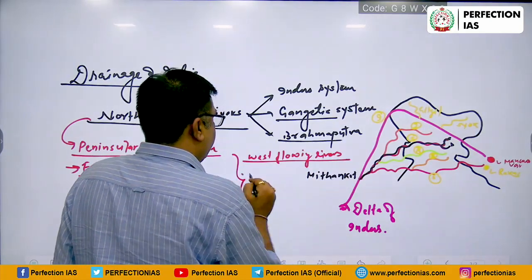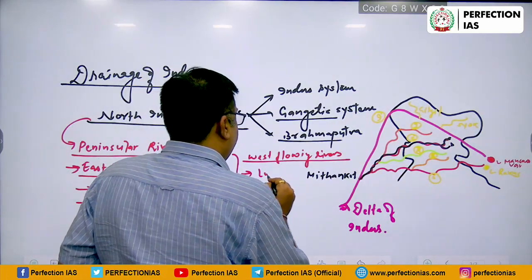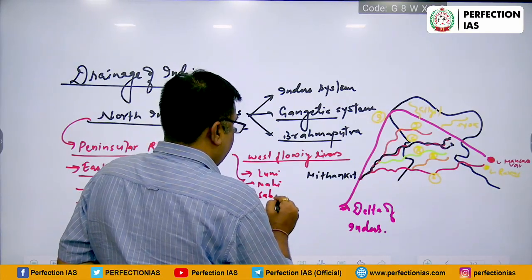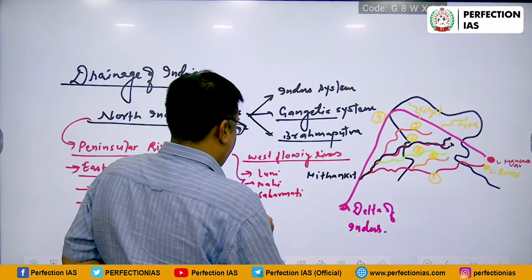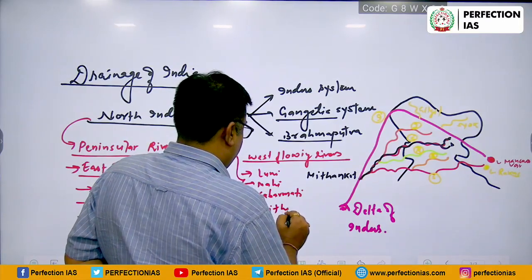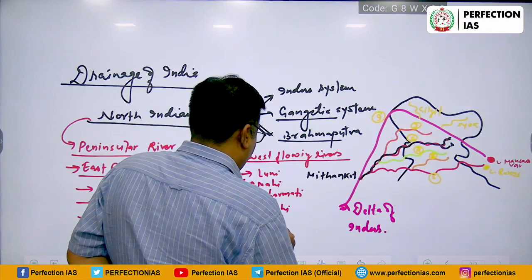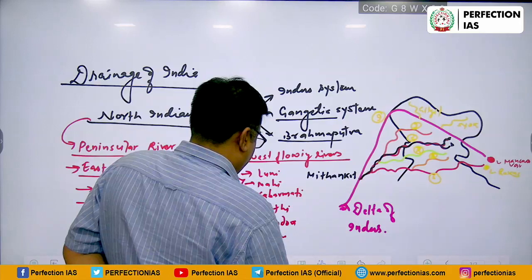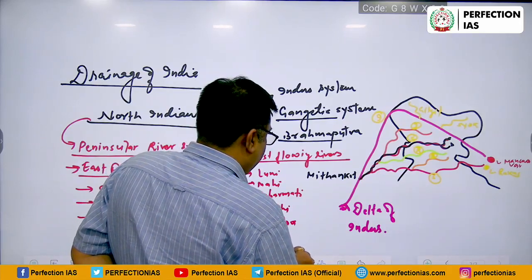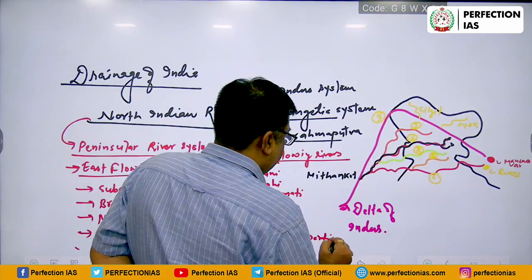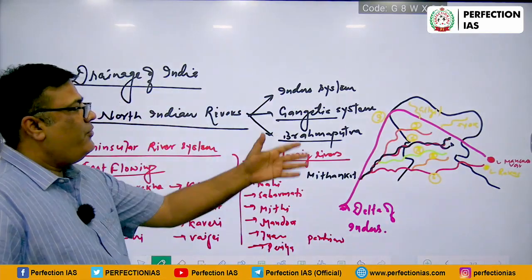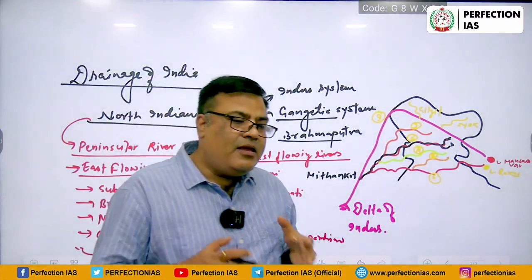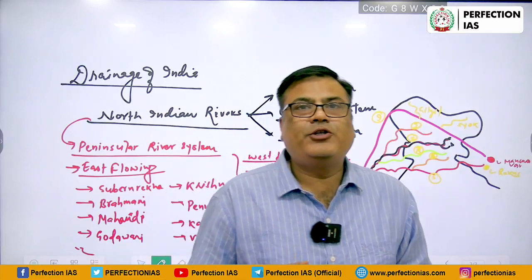West flowing rivers like Luni, Mahi, Sabarmati, Meethi, Mandovi, Juari, Periyar, Pambiyar, etc. And your drainage system is done. And from this part, almost every year a question is in the prelims examination.